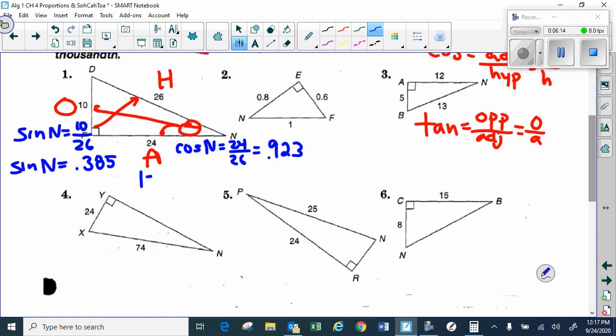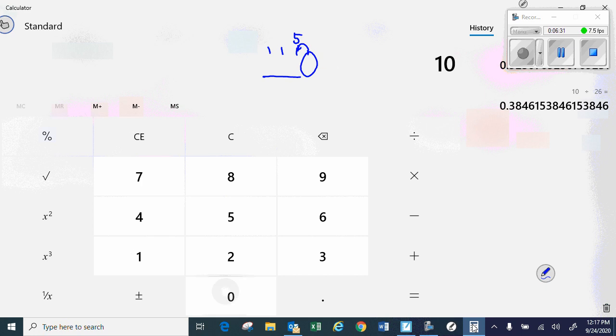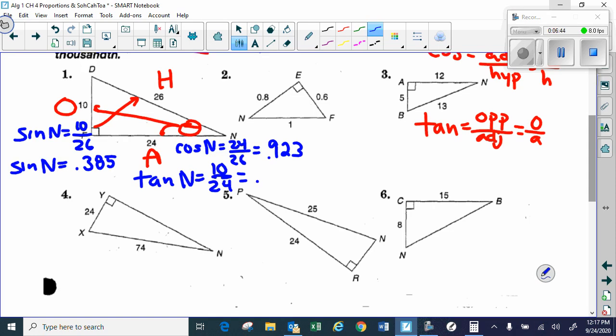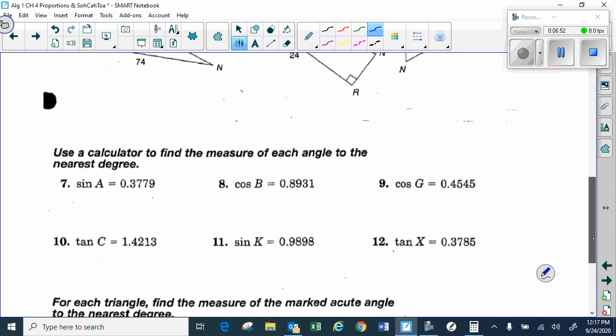0.923. And last we have tangent of n. Tangent is opposite over adjacent. 10 over 24. Okay, put that in your calculator. 10 divided by 24, and it's 0.416. And since that's a 6 in the next spot over, remember I need to go ahead and round up. So 0.417 is the nearest thousandth. Okay, so that's what you're going to do for each of these here in this top part.